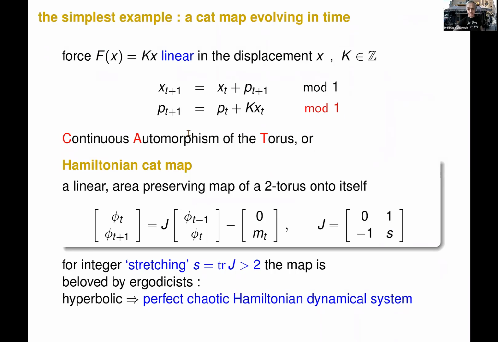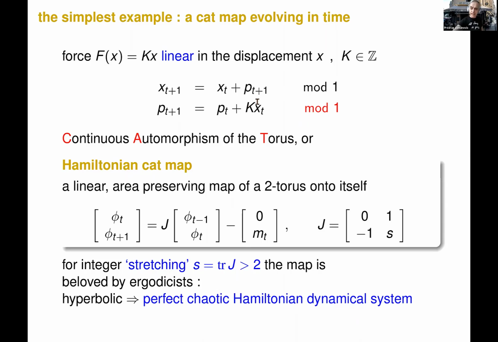In that case, this becomes a linear mapping from p and x to p and x later, one step later. And it has a property that momentum can diffuse. But then we do the same thing as we did with Bernoulli. We say, look, let's keep momentum in a unit interval. So we add a modulo 1. For the angle x, there was always modulo 1. I was on the circle, but now we make also momentum modulo 1. So we put the whole thing on the torus.